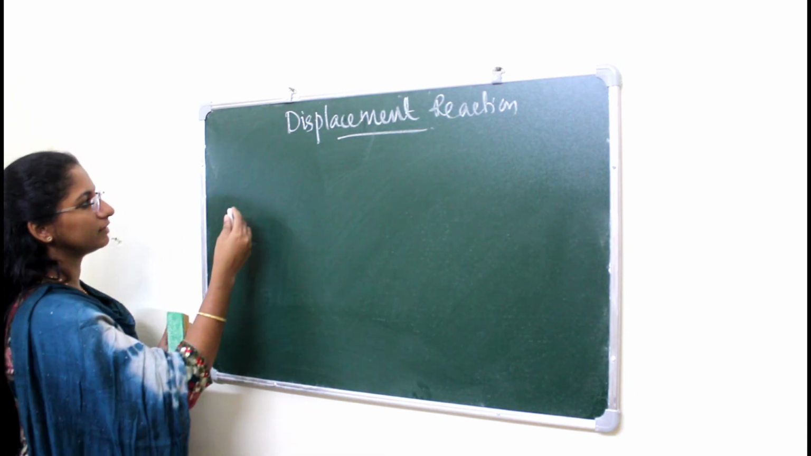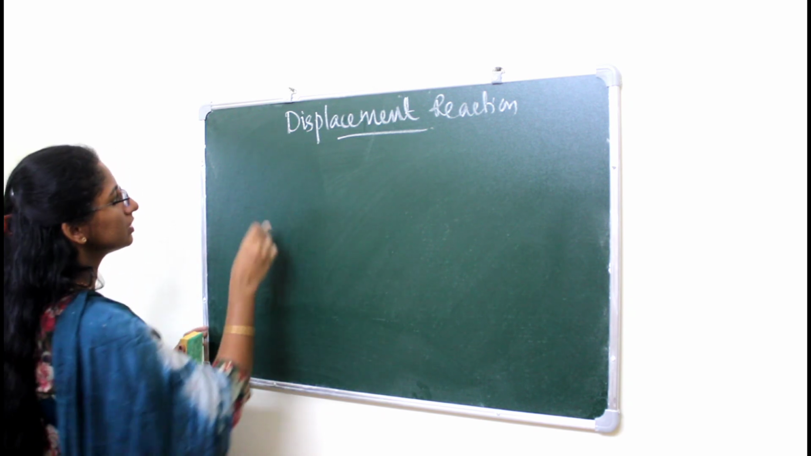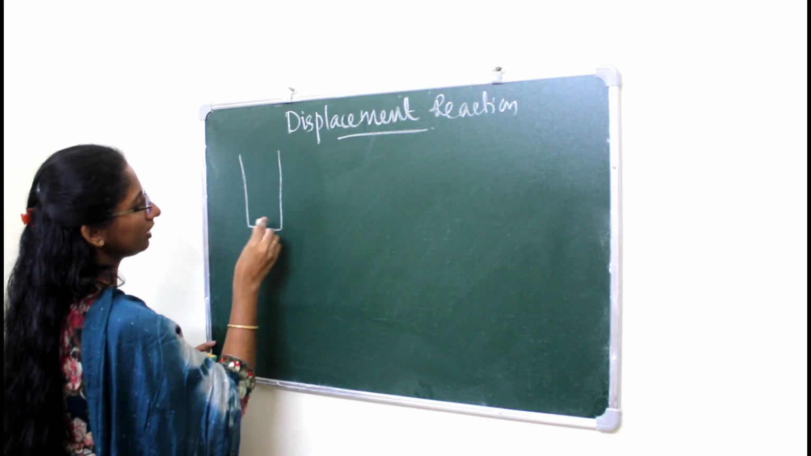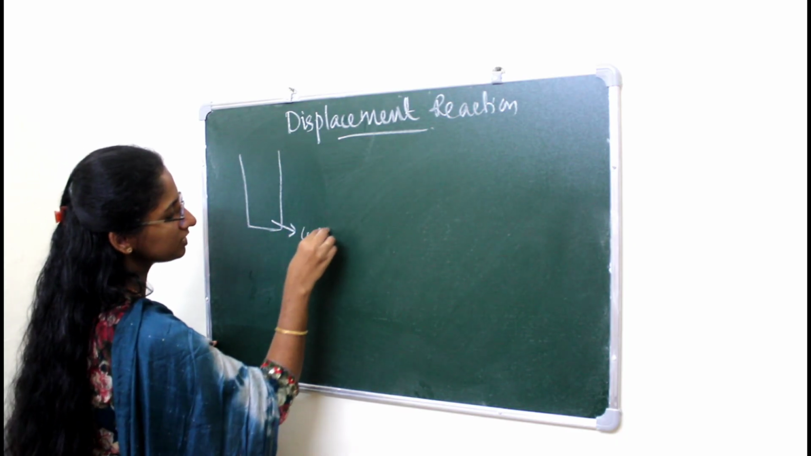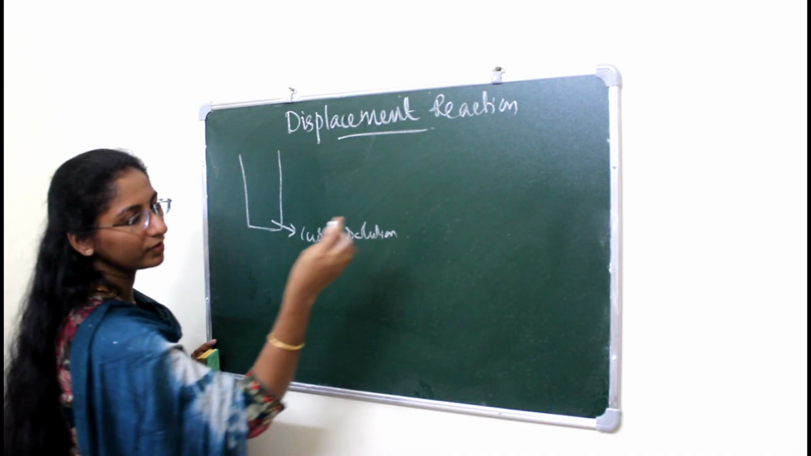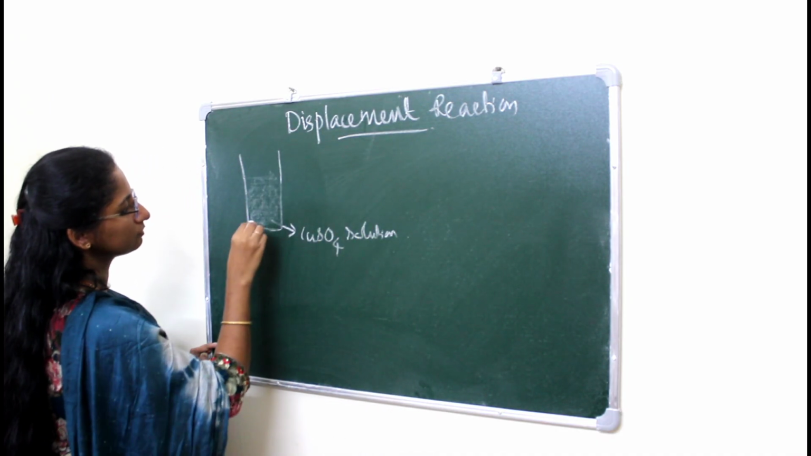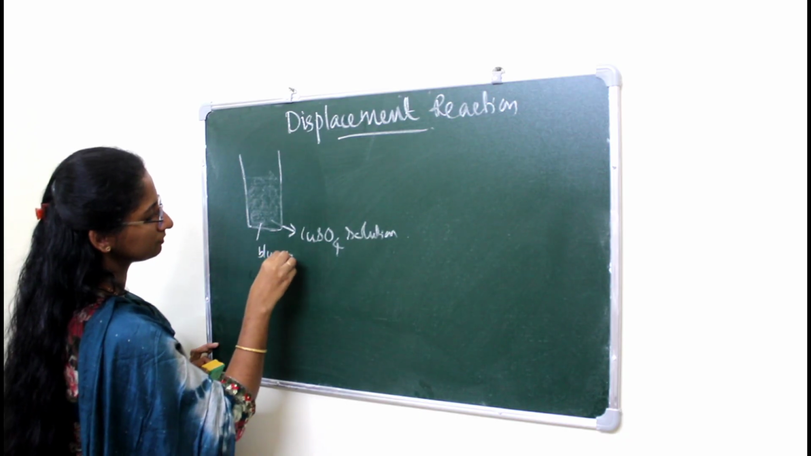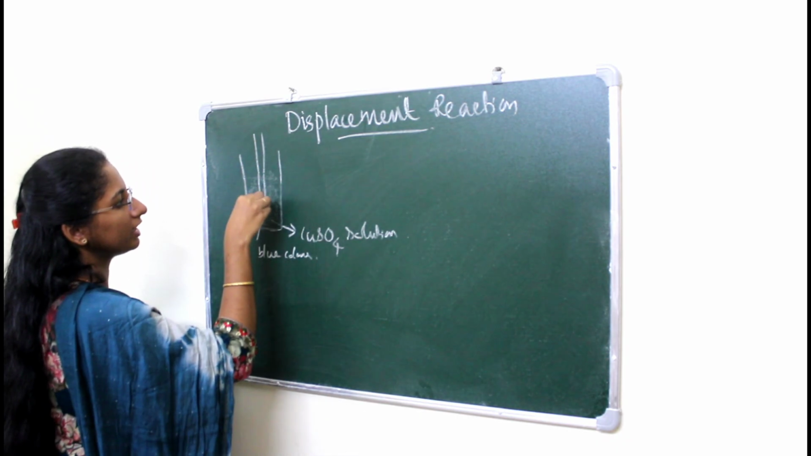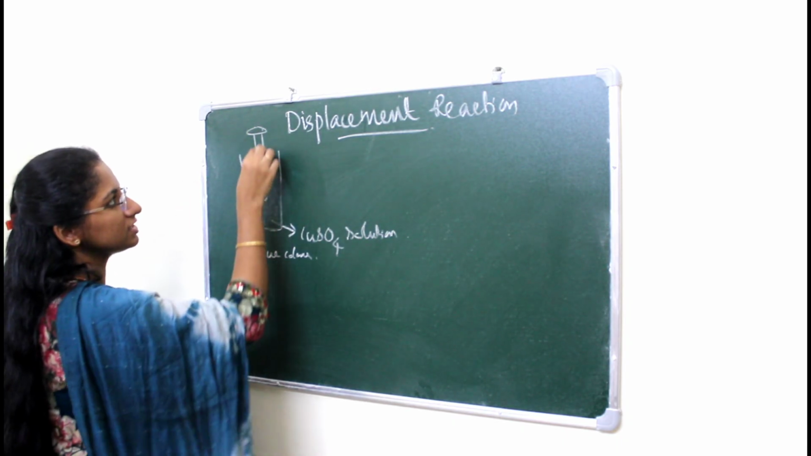Okay, so at first in your textbook you have one experiment, right? In a test tube we are taking copper sulfate solution. What is the color of copper sulfate solution? It is actually blue in color, right? And when we are placing an iron nail in this copper sulfate solution, this is the iron nail.